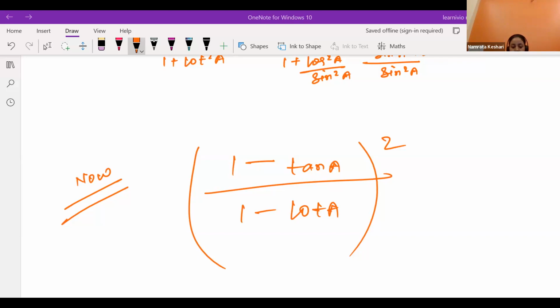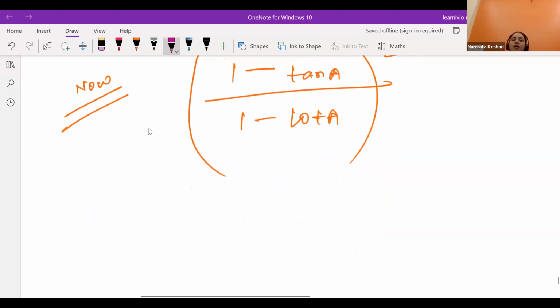Tan square a. Yes, from here also everyone is getting tan square a. That means we are done with the proof. If the first expression generates tan square a, the second expression generates tan square a, and the last one is just tan square a, then we can say the first one equals the second one equals tan square a. We are done with the proof. Hence proved, you can write it.